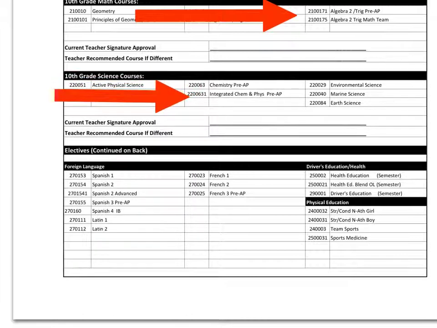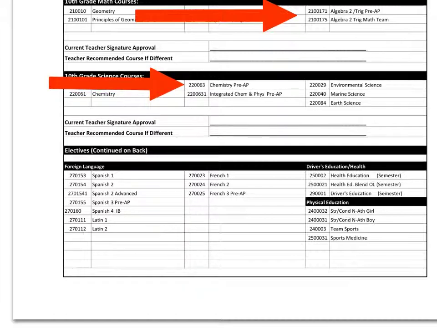Either one of these classes is acceptable for going into the IB program in the 11th grade. It really comes down to which math class you're in. If you're in Algebra 2 Trig, please take the Chemics class. If you're in Geometry, chemistry pre-AP is perfectly fine and will get you where you need to go in the 11th grade.